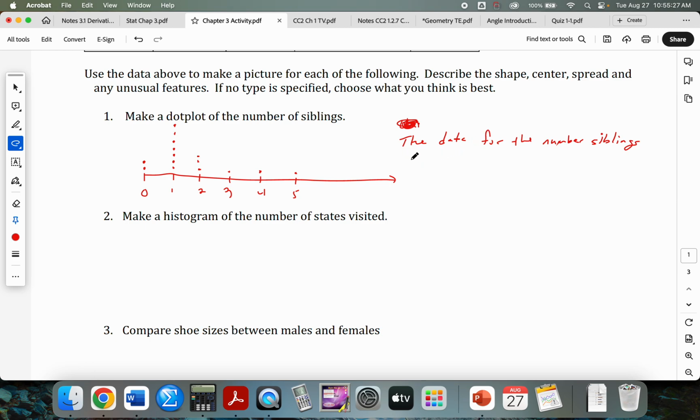The data for the number of siblings are unimodal. Or I guess it has a unimodal distribution. I keep thinking of better ways to say things. What else do you notice about the shape? Right skewed. Yeah, that is right skewed.